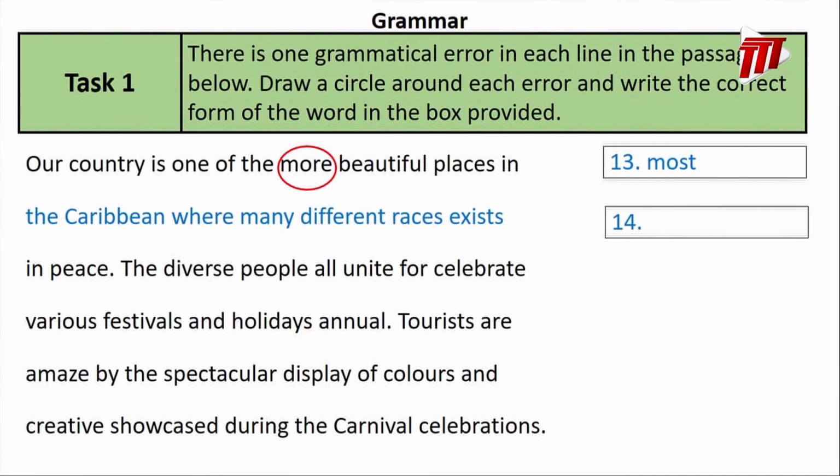Very good. I know you had all these answers. So we know that our country is one of the most beautiful. We circle more and we write most in the box that is provided for us. Remember, you have to do both tasks, otherwise you will not get both points.